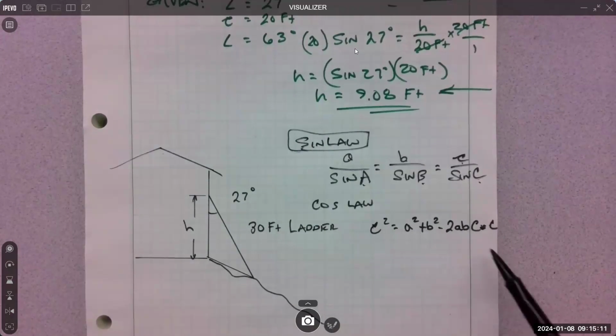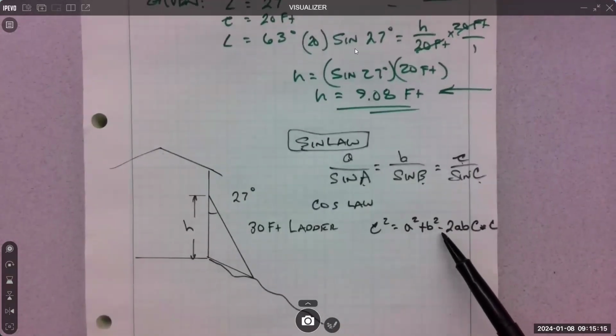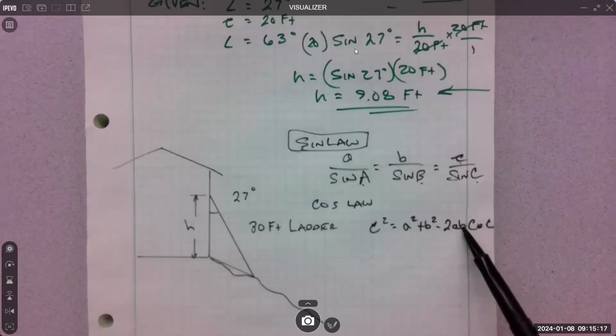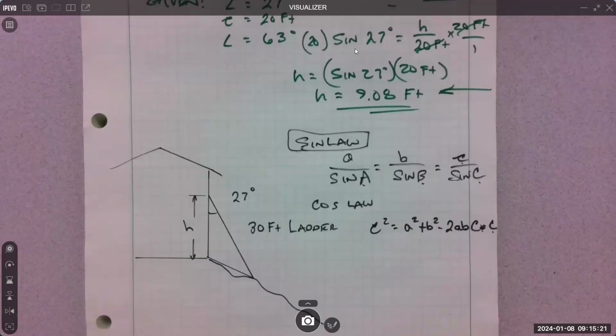That's C squared. I got a little sloppy here. C squared equals A squared plus B squared minus 2AB cosine C. So these laws are what we use for non-right triangles, non-right. And the combination of the angles is helpful too.